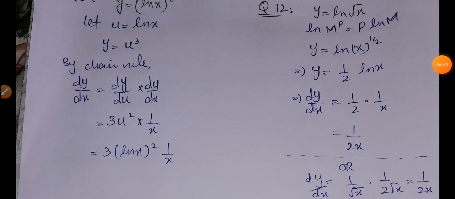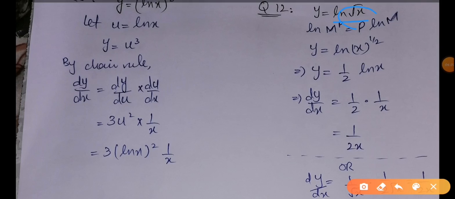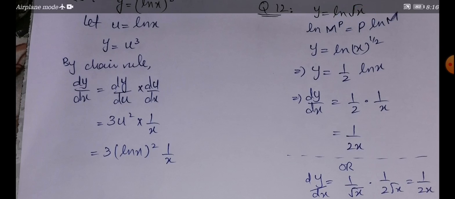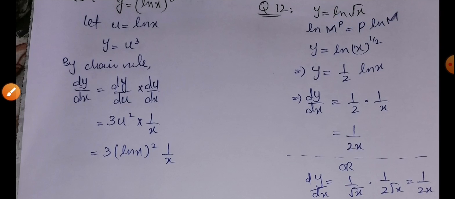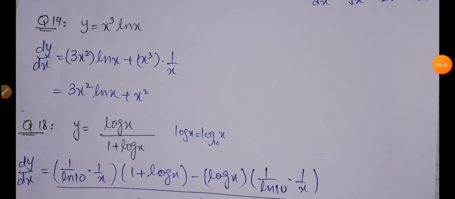We can solve it directly as well, that we have ln of square root of x. So what we are going to do, 1 over square root of x into the derivative of square root of x. Here you can see 1 over square root of x into the derivative of square root of x. We are getting the same result. So it is not necessary that you have to use the property, but the properties can make a question simple and easy. Next we have question number 14, y is equal to x cube ln of x.